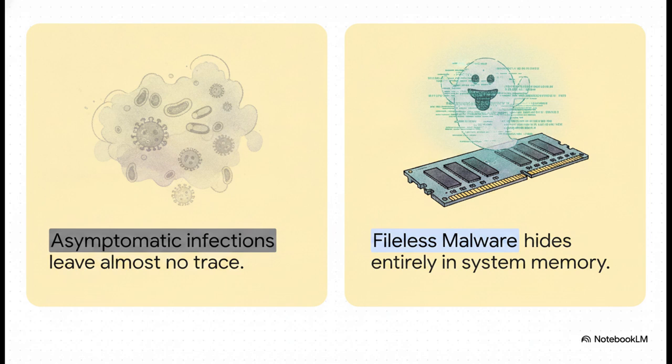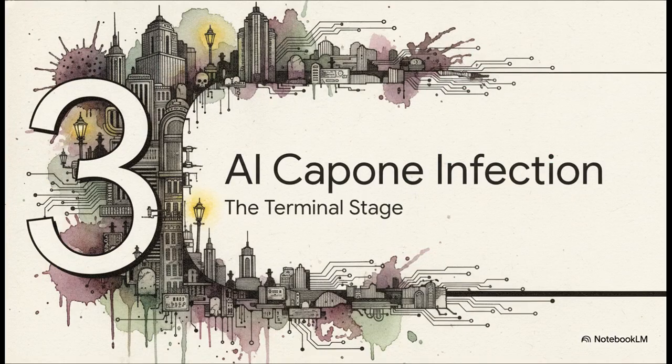And then, of course, we have the stealth variants. Think of asymptomatic biological diseases, the ones that spread so quietly, leaving almost zero outward trace. Fileless malware is the absolute perfect digital equivalent here. It operates entirely in the system's memory, leaving absolutely no trace on the hard drive. It's practically invisible. Let's move to and see how this builds in Section 3, Al Capone infection, the terminal stage.